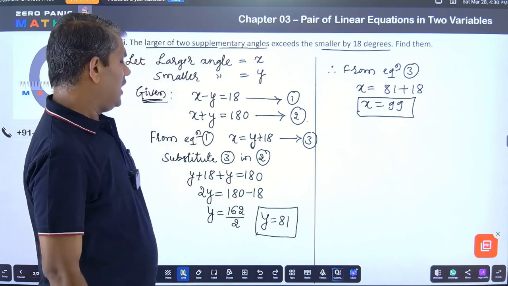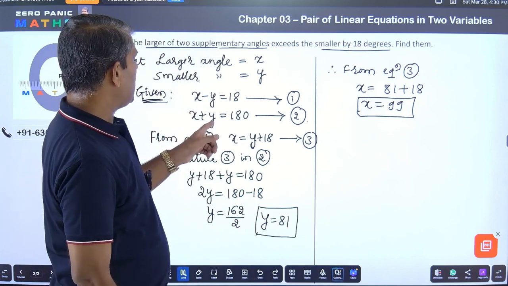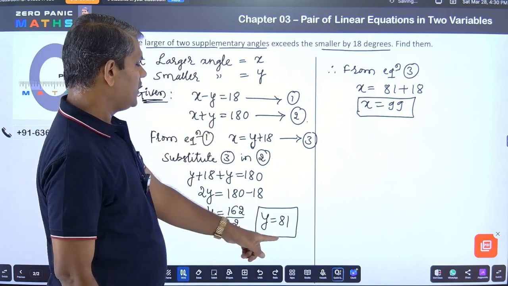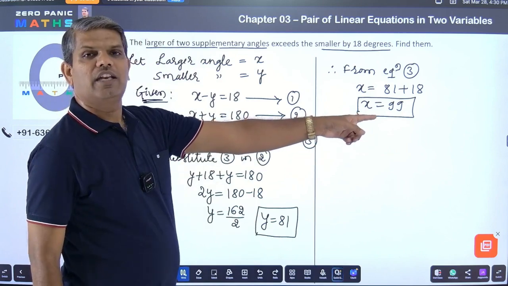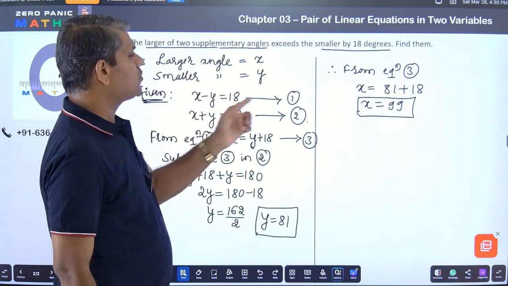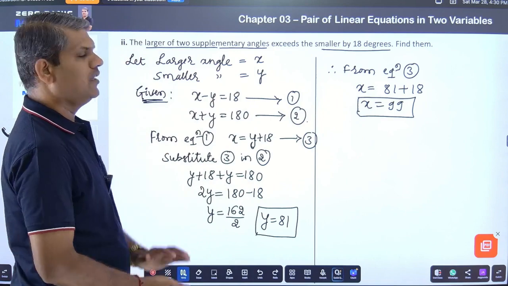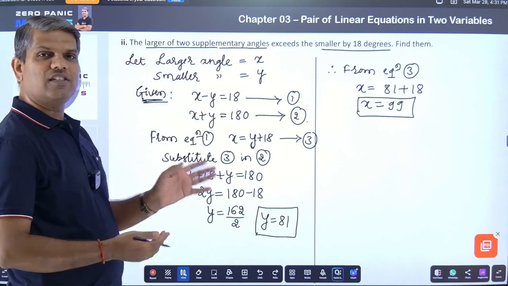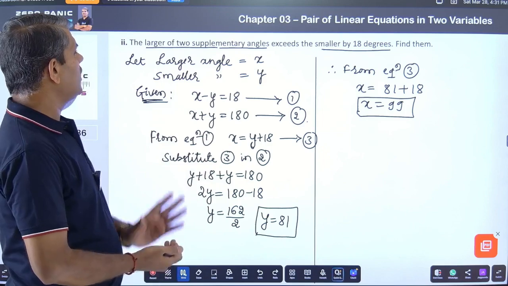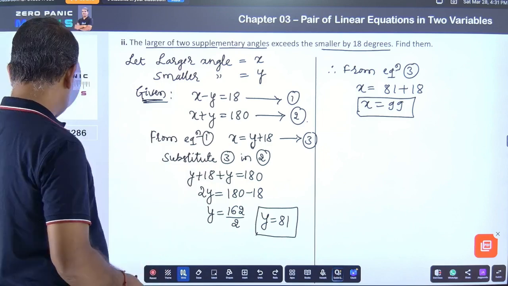Now you see, x plus y, that is 81 plus 99, is 180. x minus y, that is 99 minus 81, gives you 18. That is the verification. This is the answer to the question. Let us move next.